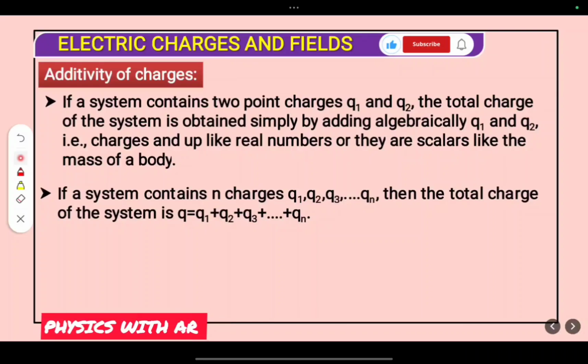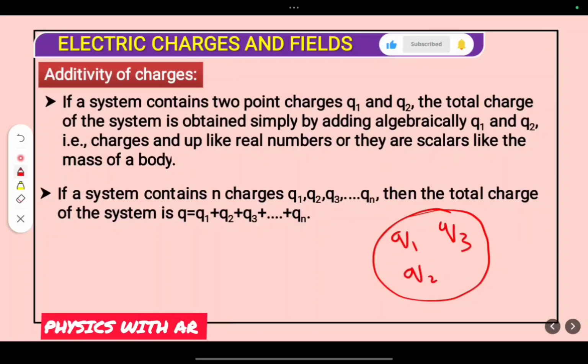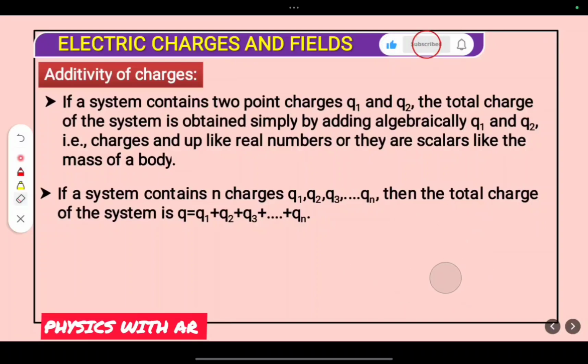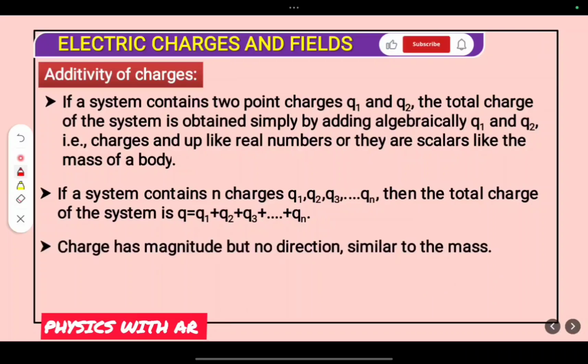For example, here I take one total system. In this system we have Q1, Q2, Q3 and so on up to Qn. Adding up all these charges is nothing but additivity of charge. In simple form, it means adding of charges. But while adding these charges, we have to consider positive and negative. So charges have magnitude but no direction.